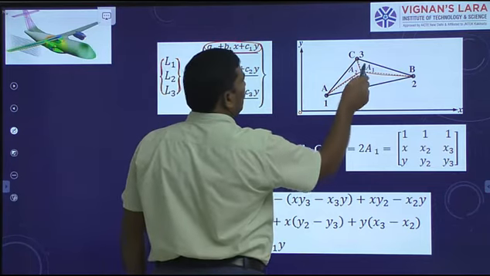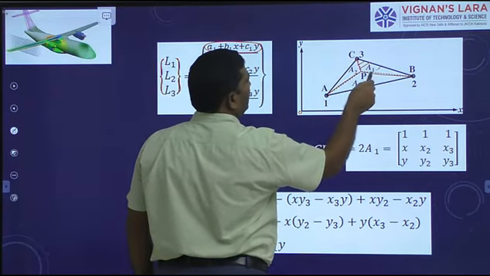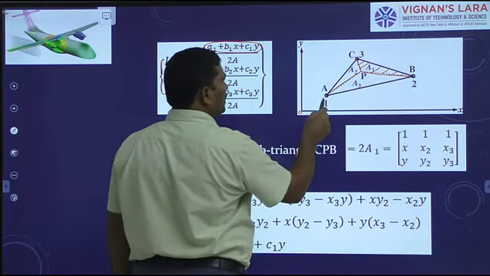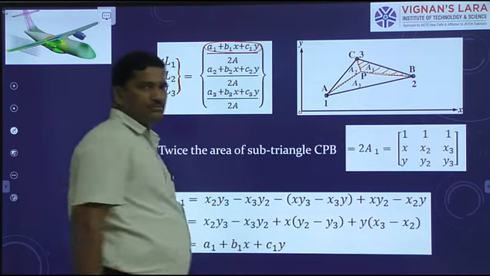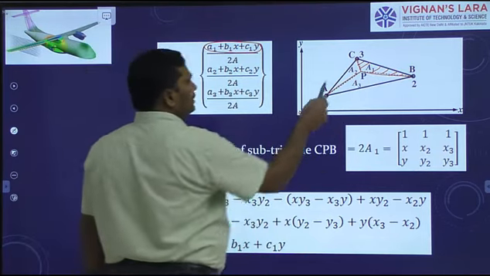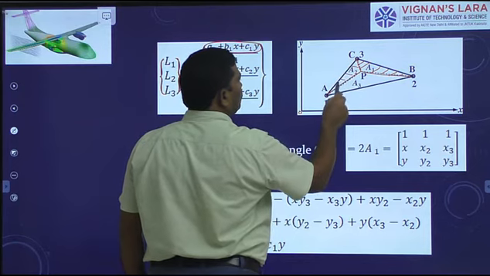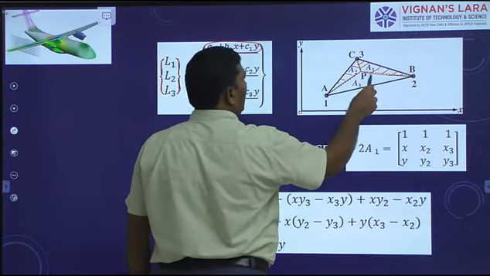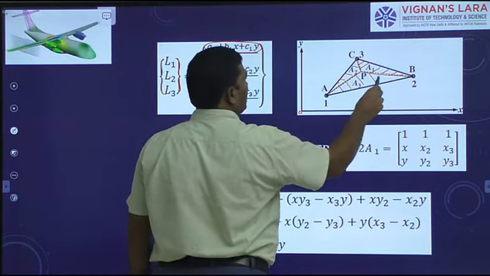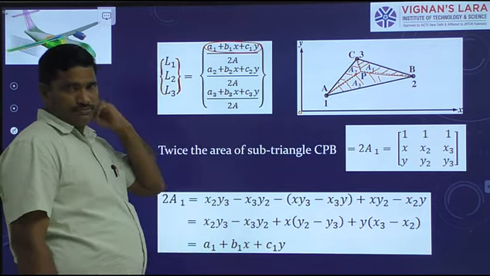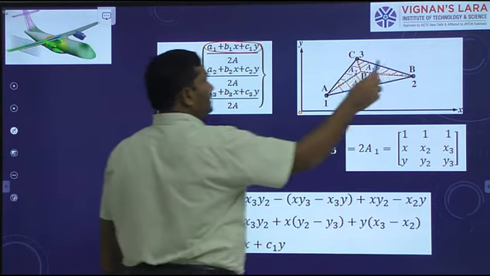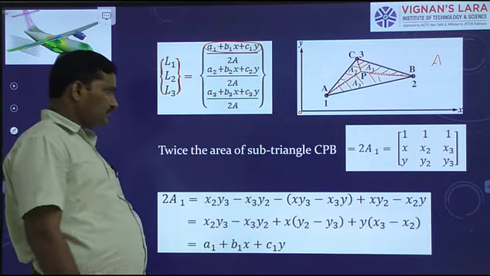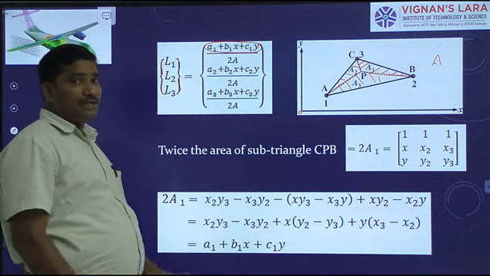The area opposite to node 1, I denote by A1. The area opposite to node 2, I represent by A2. The area opposite to node 3, I represent by A3. What is A here? A is simply the area of this triangle ABC.